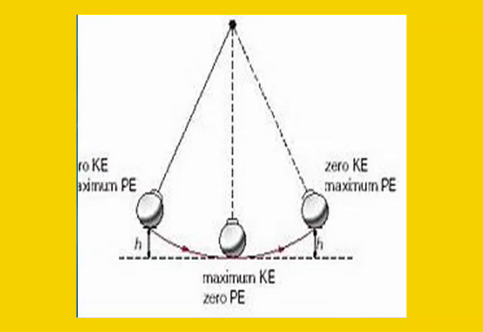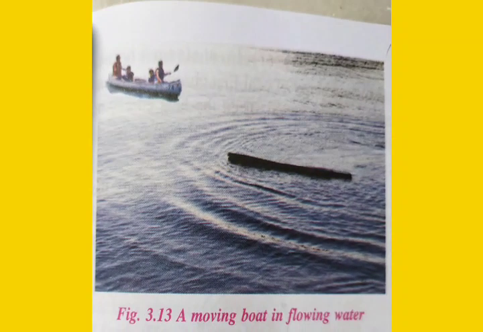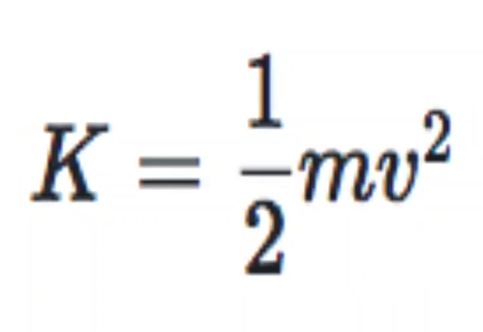Similarly, in a river or sea, the flowing water has kinetic energy which makes a wooden boat or a log of wood move in it. Clear? So these are a few examples to explain kinetic energy. Now the formula of kinetic energy. Kinetic energy is equal to half mv square.